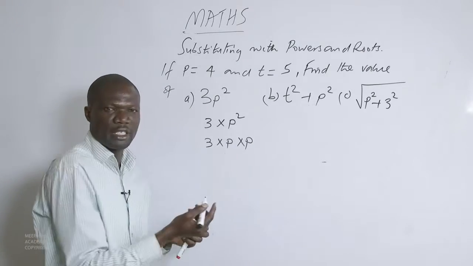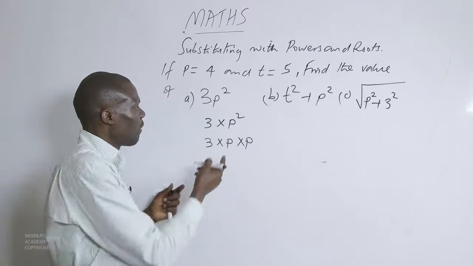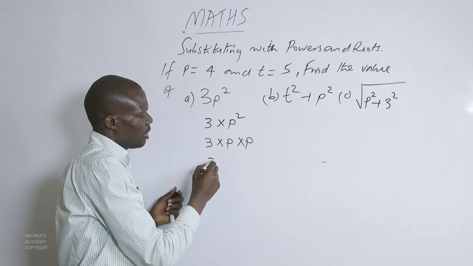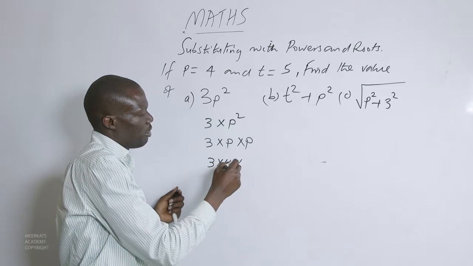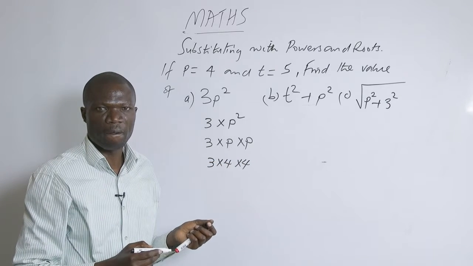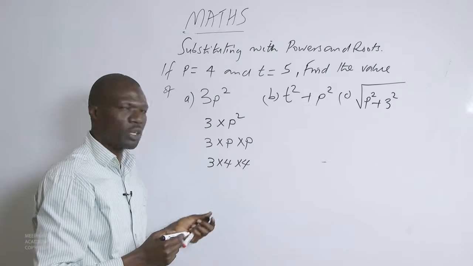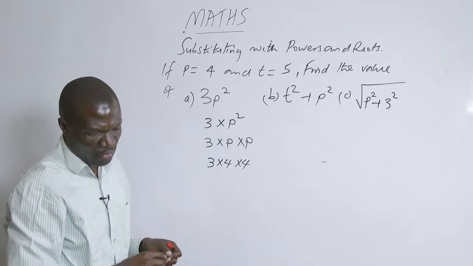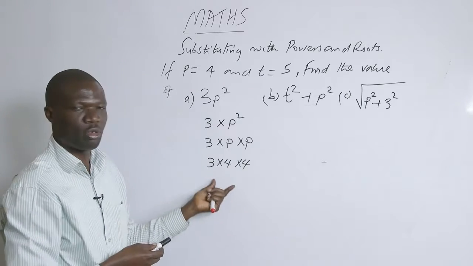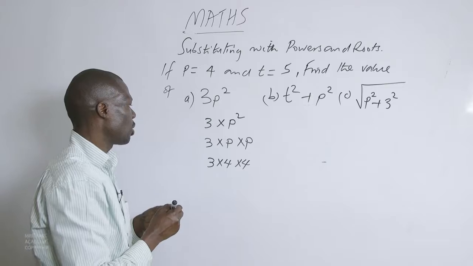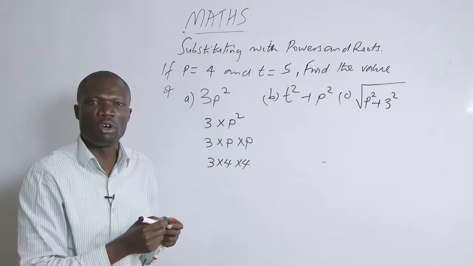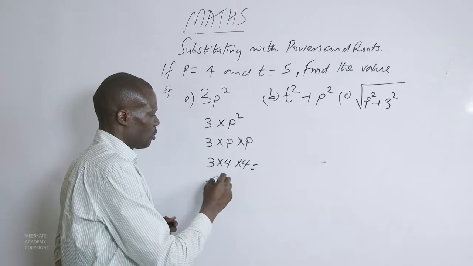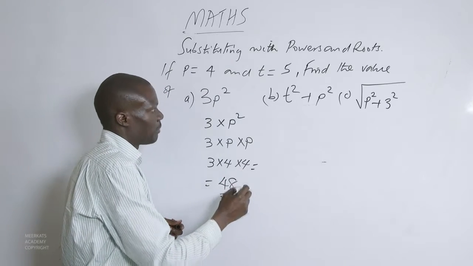So if that is the case, we now substitute. P is equivalent to what? To 4. So this becomes 3 multiplied by 4 multiplied by 4. If we multiply now like that, you'll find it becomes a bit easier because they are just numbers. So 3 times 4 is 12. 12 times 4 is equal to 48.